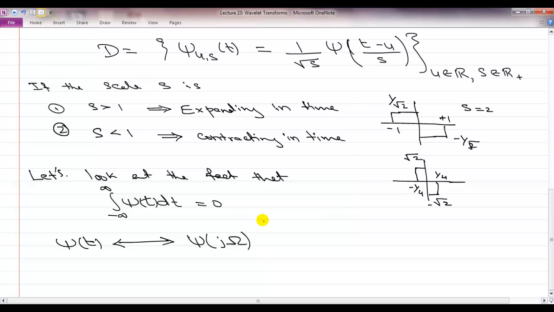This means that at omega equal to 0, the Fourier transform of the mother wavelet is 0. So because of the fact that the Fourier transform of any mother wavelet, just by the token that it's zero mean, has to have this nature that around 0 it is 0.